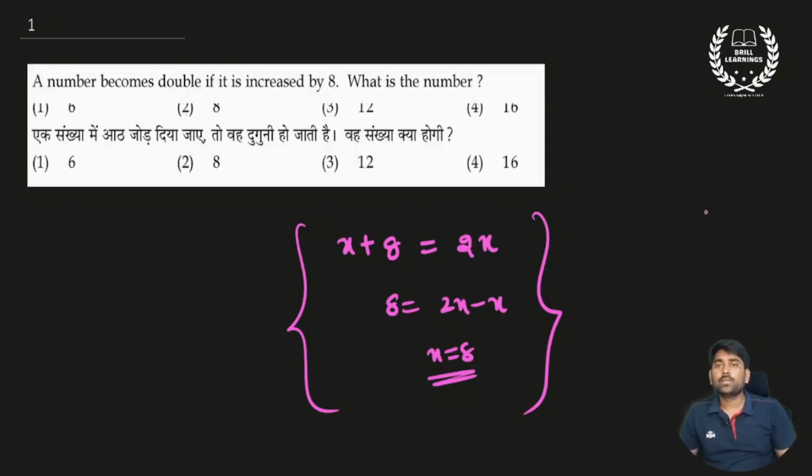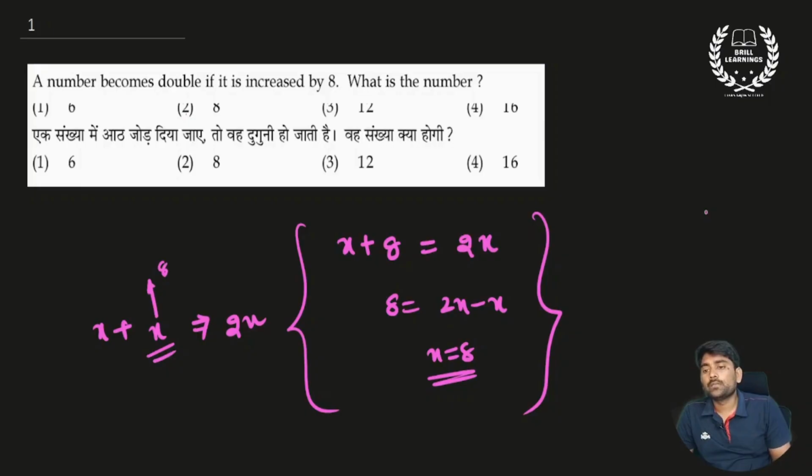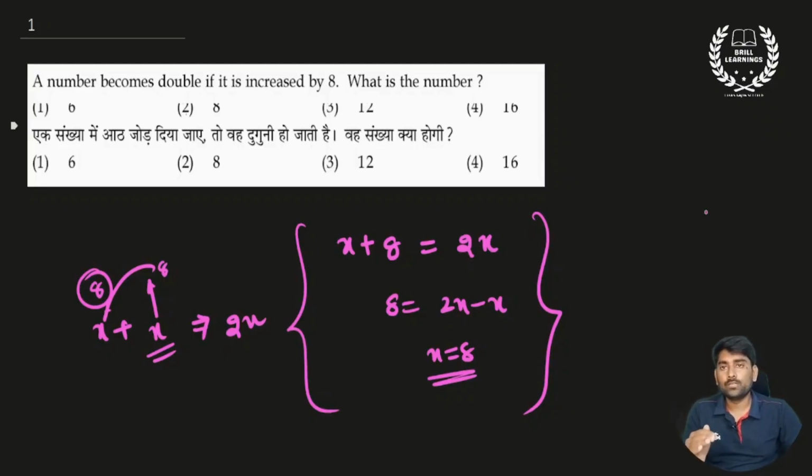Why? Because if I have some amount in my hand, and I add another amount and it becomes double, it means the same amount should be added, right? Likewise, initially I have x. If I want to make this x as 2x, I have to add x only. That means this x is 8 here, so this x is also 8. That is why for these kinds of questions, whatever the increased amount given in the question, that number itself is our answer.